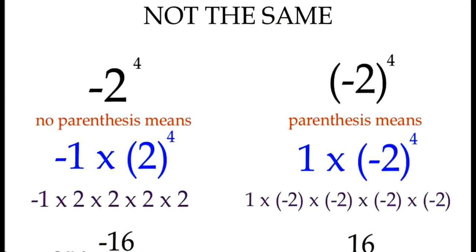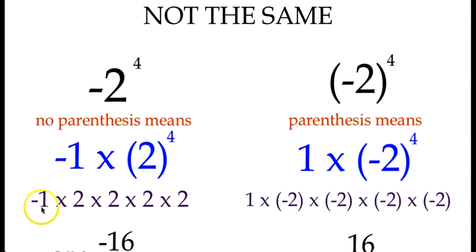So they are not the same. Notice that we have negative 2 to the 4th power, and we also have negative 2 to the 4th power with parentheses. No parentheses actually means negative 1 times 2 to the 4th power, and parentheses means 1 times negative 2 to the 4th power. So notice that the negative goes with the 1 when there are no parentheses, and the negative goes with the 2 when there are parentheses.